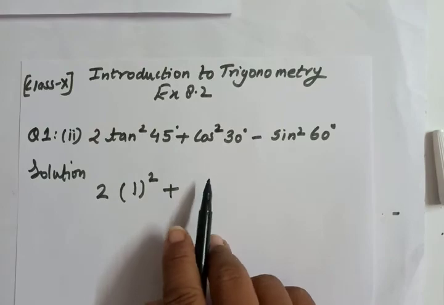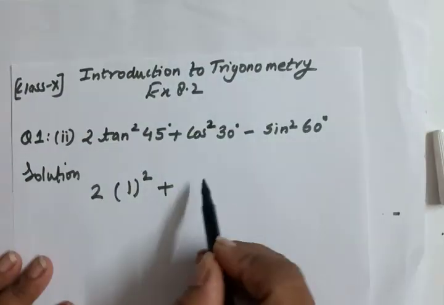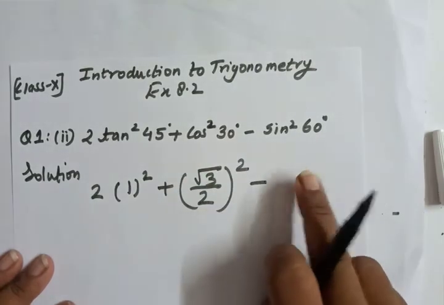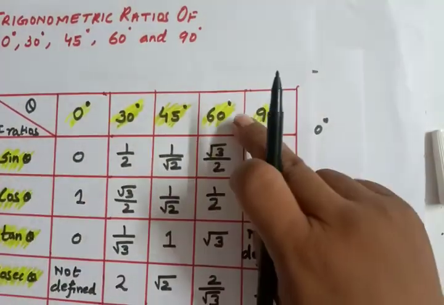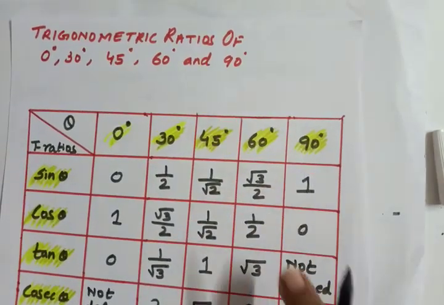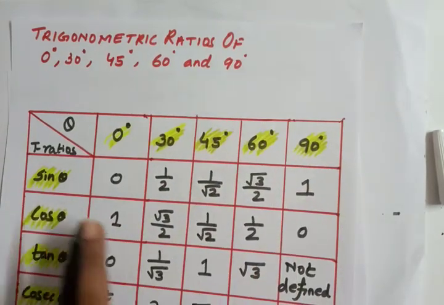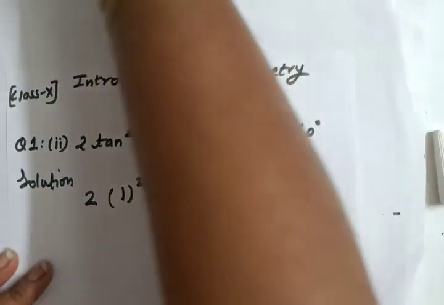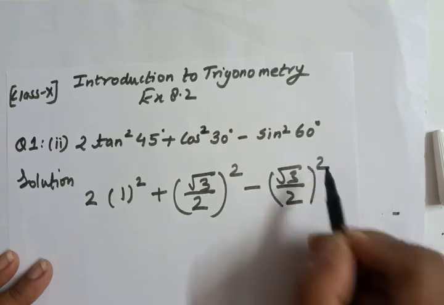So cos 30 is root 3 upon 2, that I will show you again, cos 30 is root 3 upon 2, whole square, minus sine 60. Sine 60 is also root 3 upon 2. Because we are taking the reverse, you can also see here that sine 60 is always equal to cos 30. So root 3 upon 2 whole square.